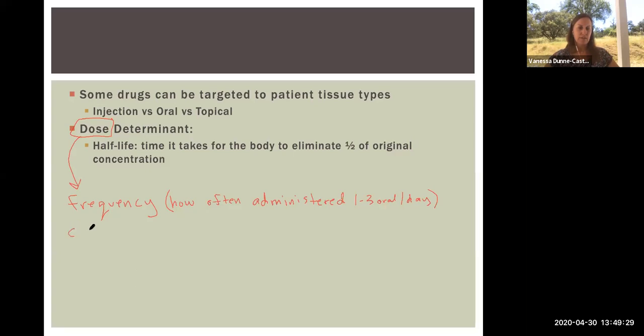And the concentration, right? So in each of these administered oral tablets or whatever that might be, what's the concentration of that medication? So both of these concepts together make up the dose, right? How often you take this and what's the initial concentration inside each of those administered items, like the injection or the oral tablet. And this in large part is dependent upon the half-life, how long it takes for the body to eliminate half of the original concentration.